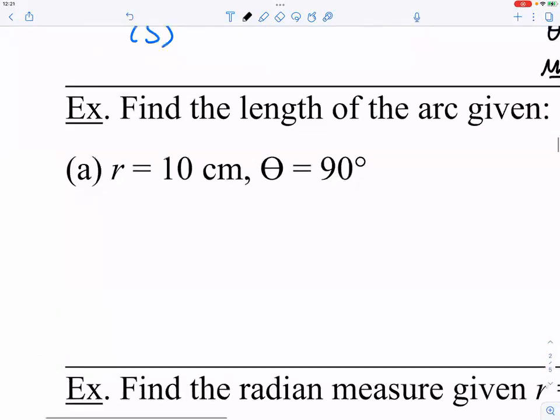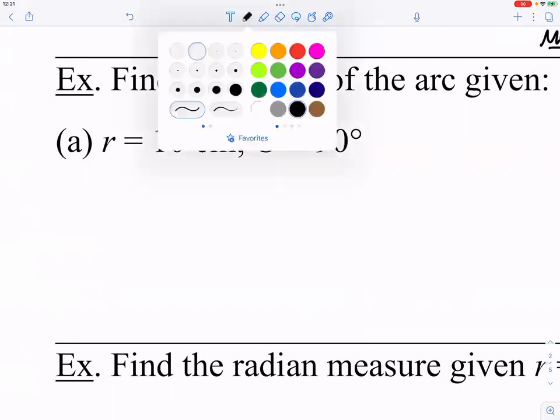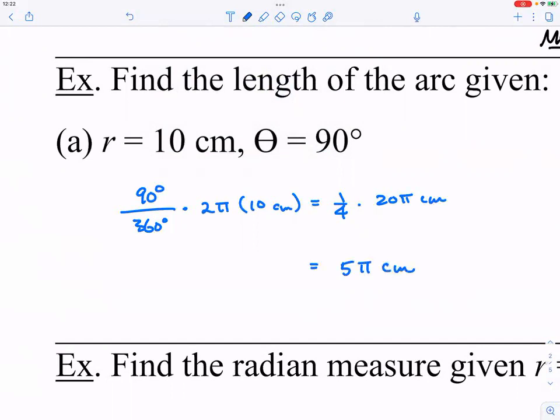So now, you can follow me, or you can just go ahead and calculate this. If you want to find the arc length with the given degree measurement, you simply do 90 over 360 times 2 pi r. So you have a quarter times 20 pi centimeters. So you have 5 pi centimeters.